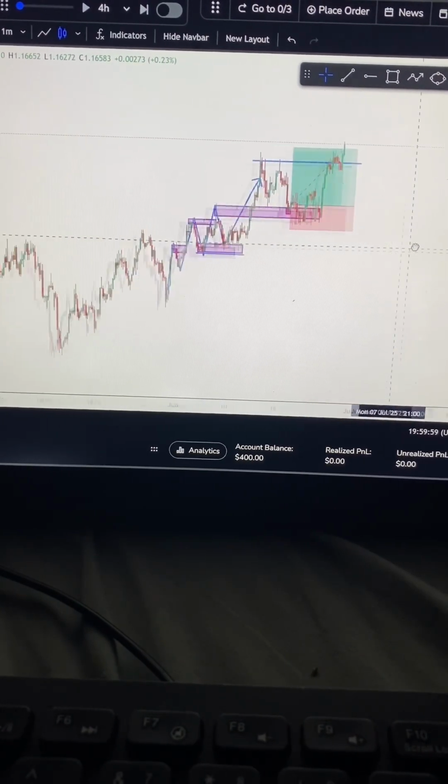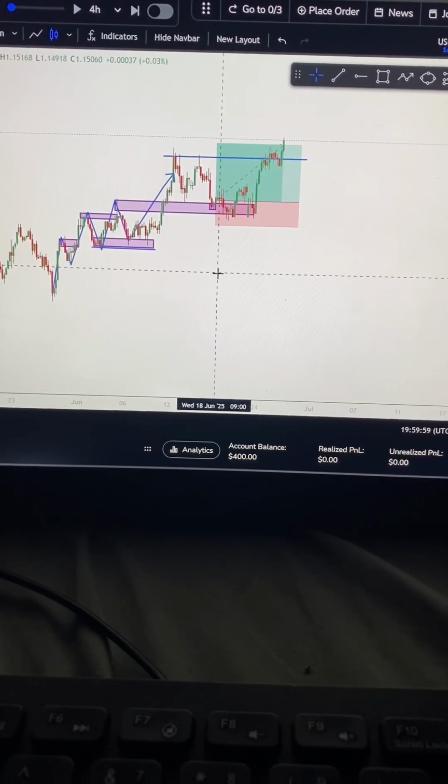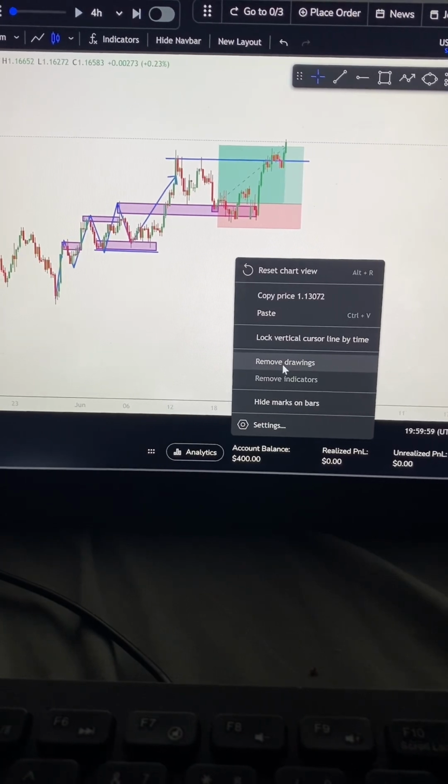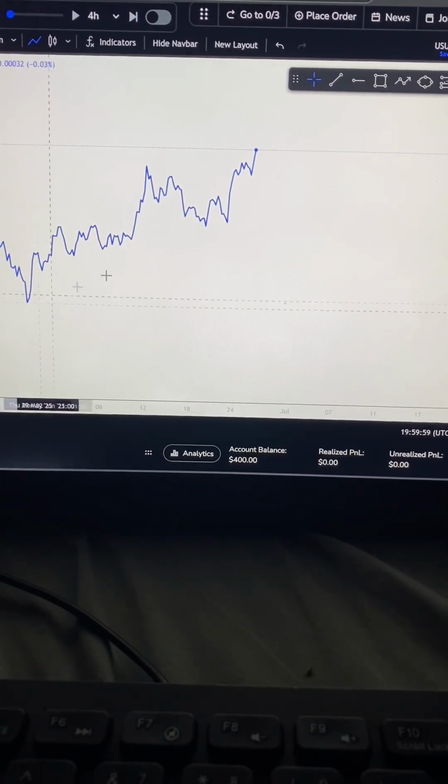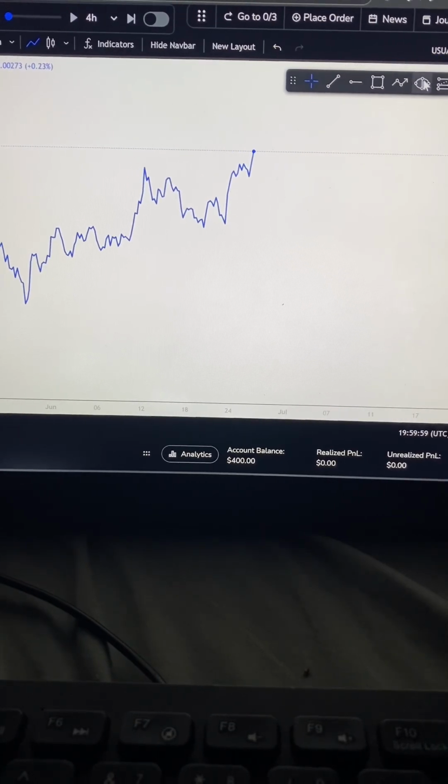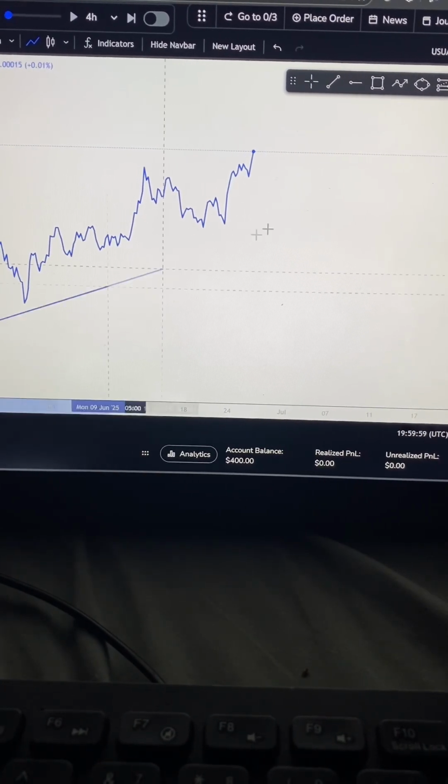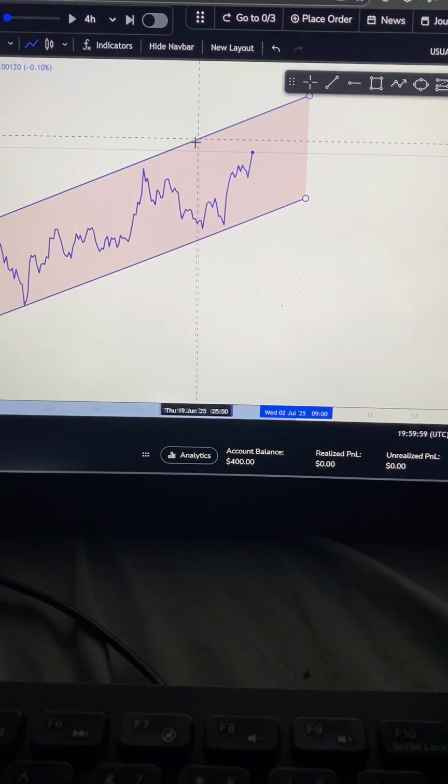High time frame once again. Let me clear all of this so you can have a better look at this. So if you see this, our market has been making uptrends. This is basically an uptrend. And I'm also kind of seeing a channel over here like this. I'm kind of seeing a channel.